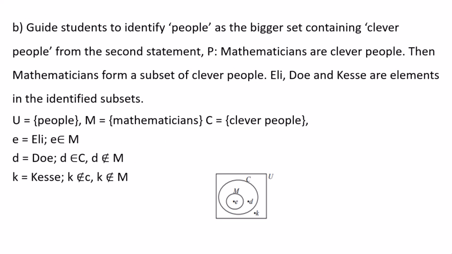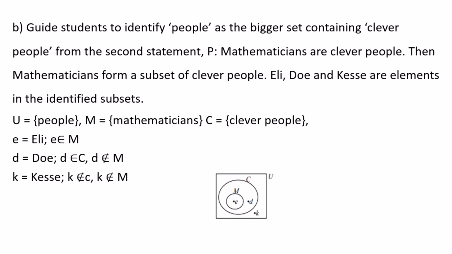So we can guide our students to identify the bigger set as containing clever people from the second statement. For the second statement, we have P, which is mathematicians are clever people. So the bigger circle will be clever people. Mathematicians will be within the clever people. So mathematicians become a subset of the clever people. Then we know Ellie, Doe, and Casey are elements to be placed relative to the identified subset.